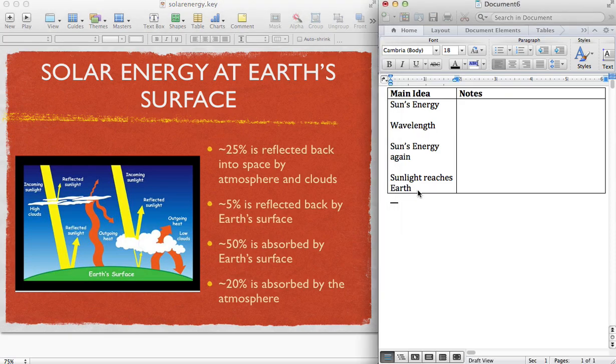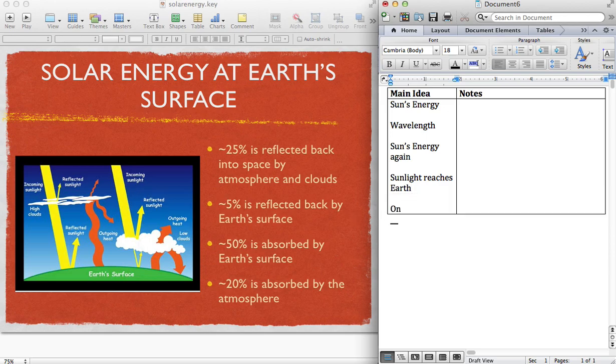And then once light reaches the surface, different things happen to it. About a quarter of it gets reflected right back into space. All right, so this light might hit off a cloud, it might hit off snow, and just get bounced straight into space. All right, about 5% is reflected by the Earth's surface. 50%, half of the light from the sun, gets absorbed by the surface and turned into heat. And about 20% is absorbed by the Earth's atmosphere.